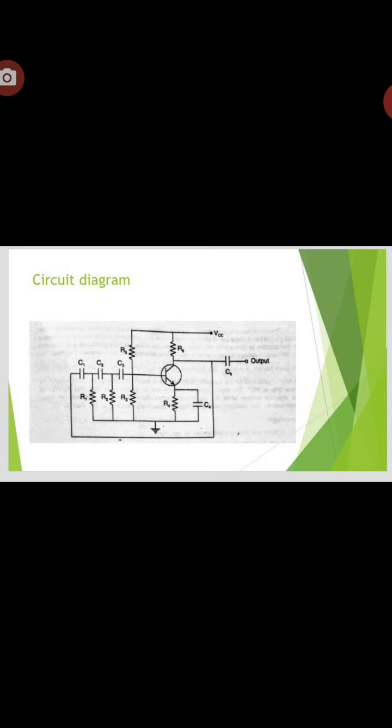Here in this circuit diagram we are using RC sections. RC sections mean the feedback network, that is the feedback circuit. Here three capacitors and three resistors are connected in series. This is nothing but a feedback network, and we are placing a transistor, and there is an output and there is an input.